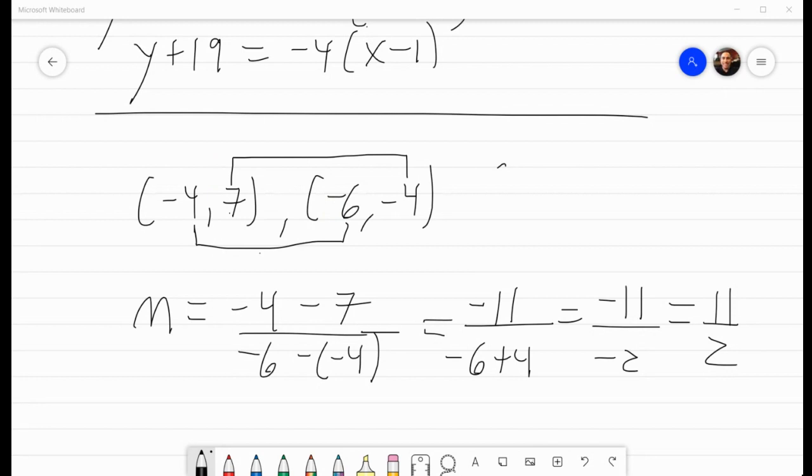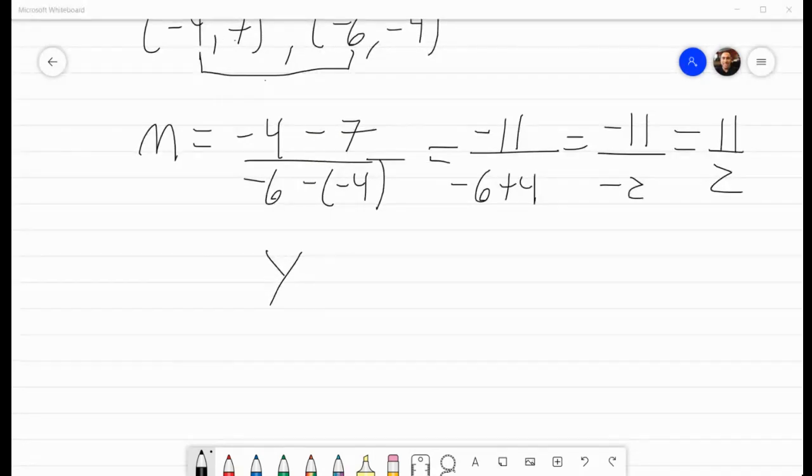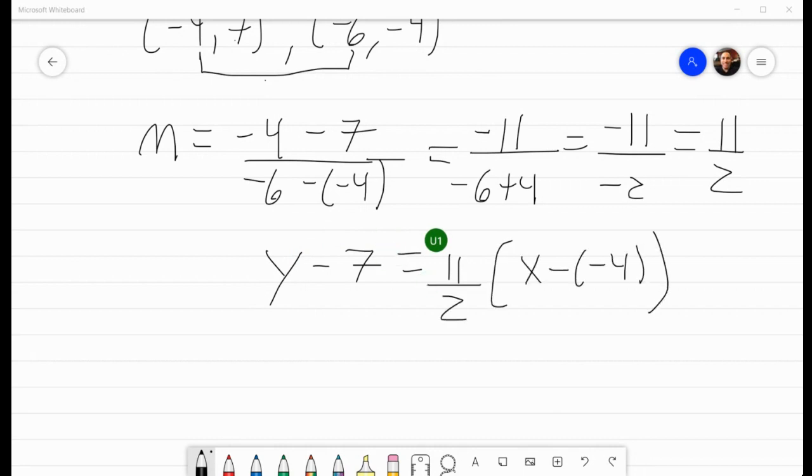Now let's get an equation of that line. I'm going to use the first point, since there are fewer negatives there. So we have y minus 7 equals 11 over 2 times x minus 4. I'm using the first point, minus 4, 7, and the slope we got.